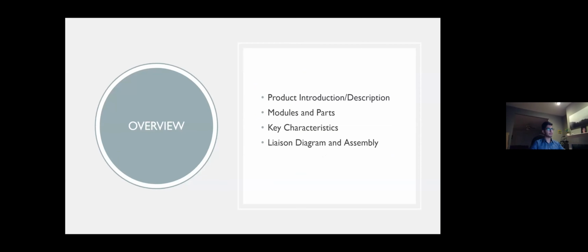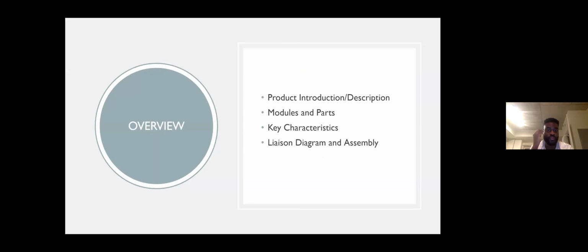Brian: All right, so today we first want to introduce our product to you, and talk about its functions and where it's going to be used. Next we talk about the modules and then the parts of the product. Then we talk about the key characteristics, the KCs, of our product. And lastly, we'd like to talk about the liaison diagram and assembly.